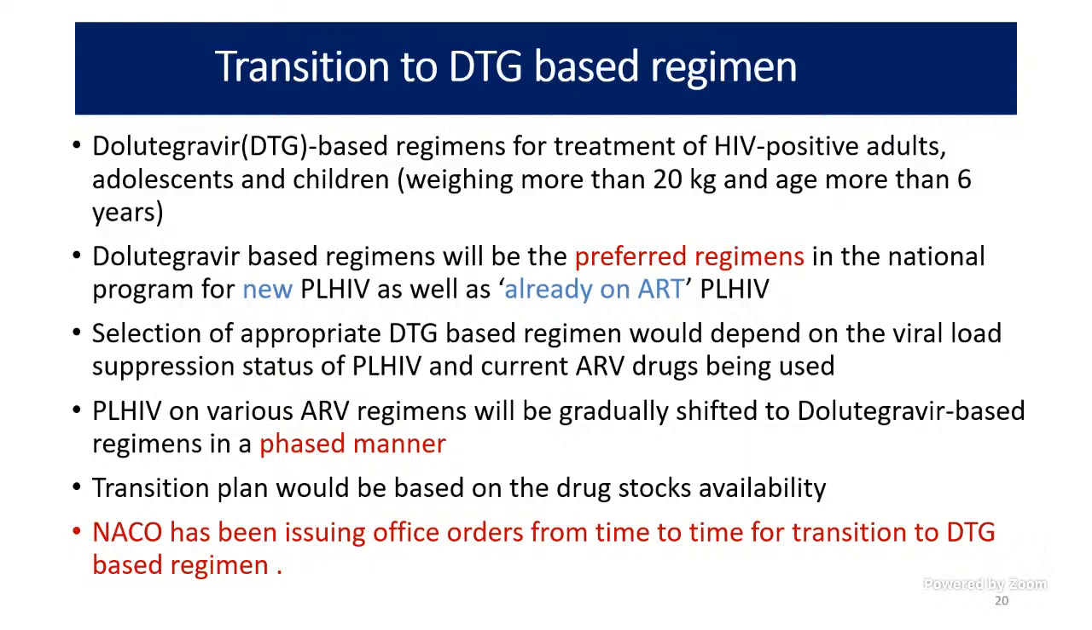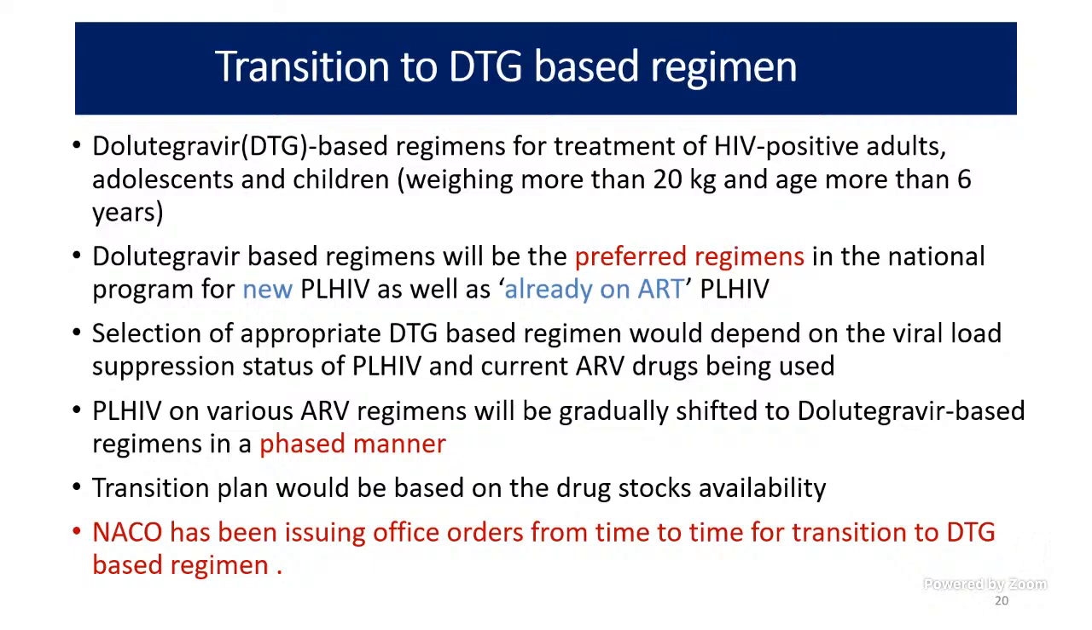Dolutegravir-based regimens will be the preferred regimen in the national program for new PLHIV as well as PLHIV already on ART. As I said in my previous slide, the fastest viral suppression is seen in 4 weeks of time, it gives a significantly better quality of life to the patient. It reduces the chances of opportunistic infections. Yes, but it also gives rise to some amount of IRIS, as we know. But leaving that aside, DTG is the preferred regimen in all new PLHIV and also PLHIV already on ART.